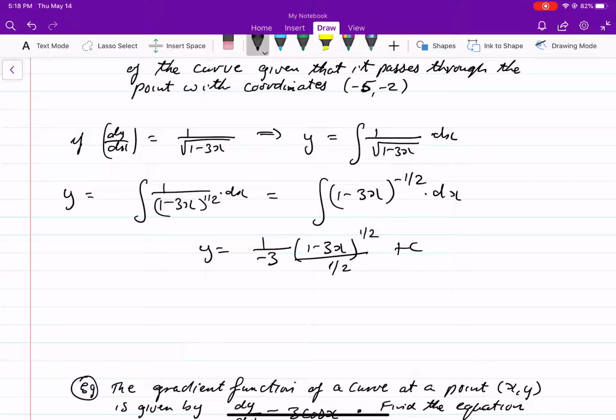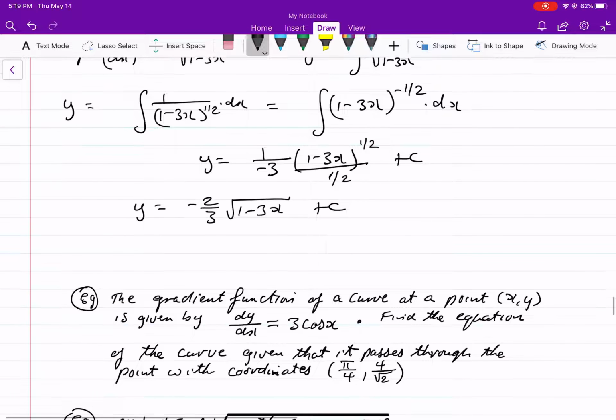So let's see if we can tidy that up a little bit. Y is equal to, if I upturn and multiply by the half, I'll get 2. 2 times minus 1/3 is minus 2/3. And then the 1 minus 3x to the half I'll rewrite as the root of 1 minus 3x. And then plus c. There.